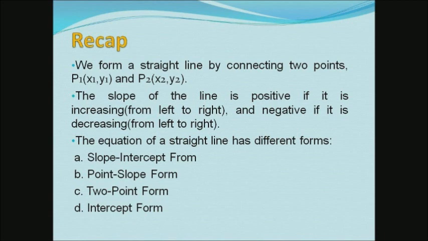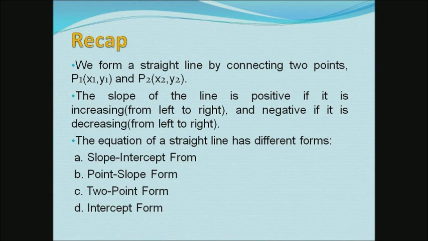So let's have a recap before we continue. So the first one, we form a straight line by connecting 2 points. Point 1, which has the coordinates x1 and y1, and point 2, which has the coordinates x2, y2. You simply connect the 2 points and then we form a straight line. And then the slope of the line is positive if it is increasing from left to right, and negative if it is decreasing from left to right.